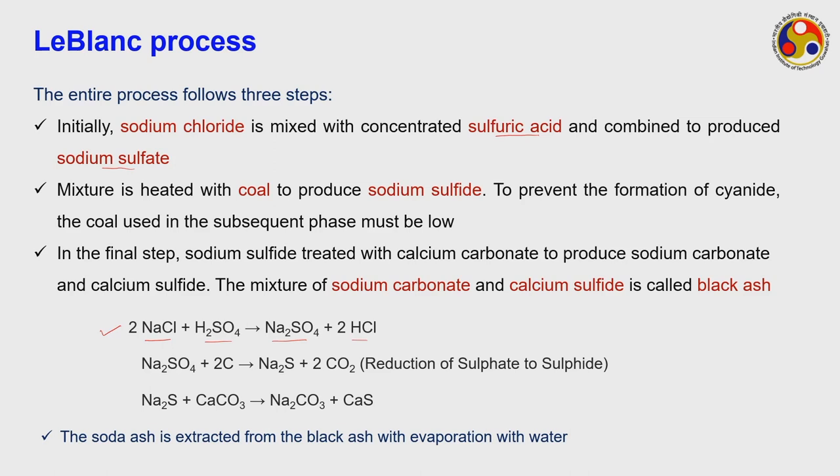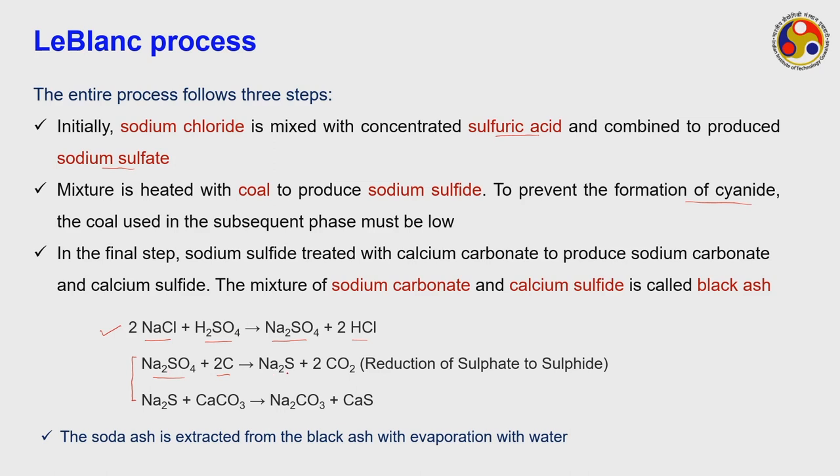Now they take this sample out. This is the cake sample. They take the sample out and then, in the presence of limestone and coal, that is coke, it is reduced. This is done so as to prevent the formation of cyanide. That is why the coal is used here to reduce the cake mixture. So a set of two reactions occur. First, sodium sulfate is reduced with the coal in the presence of limestone to form sodium sulfite.